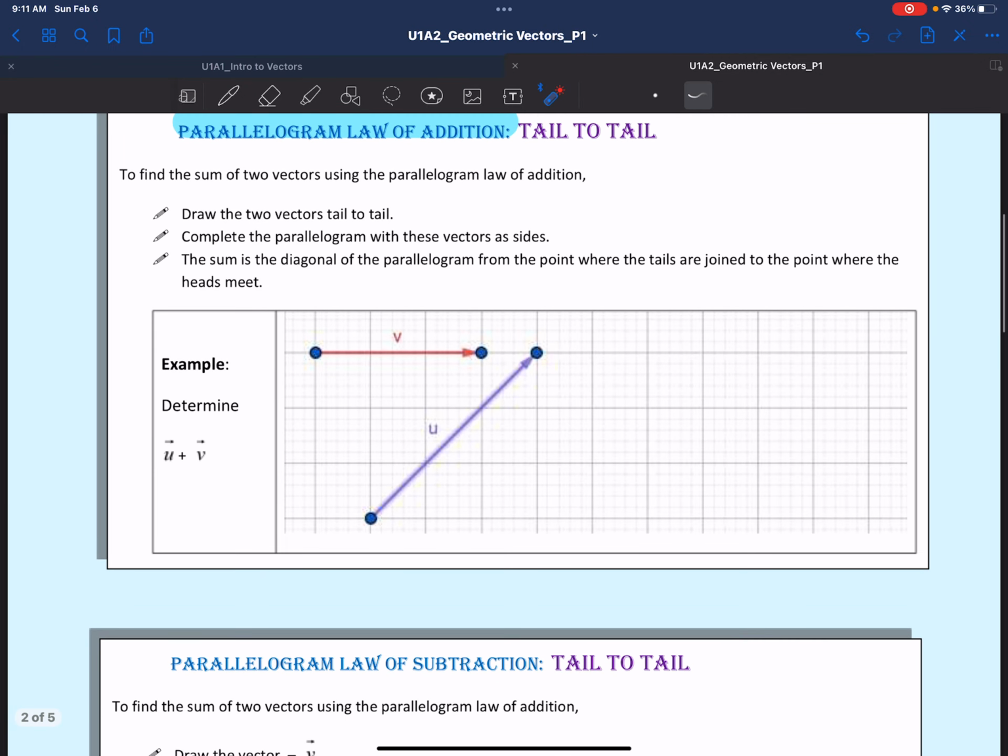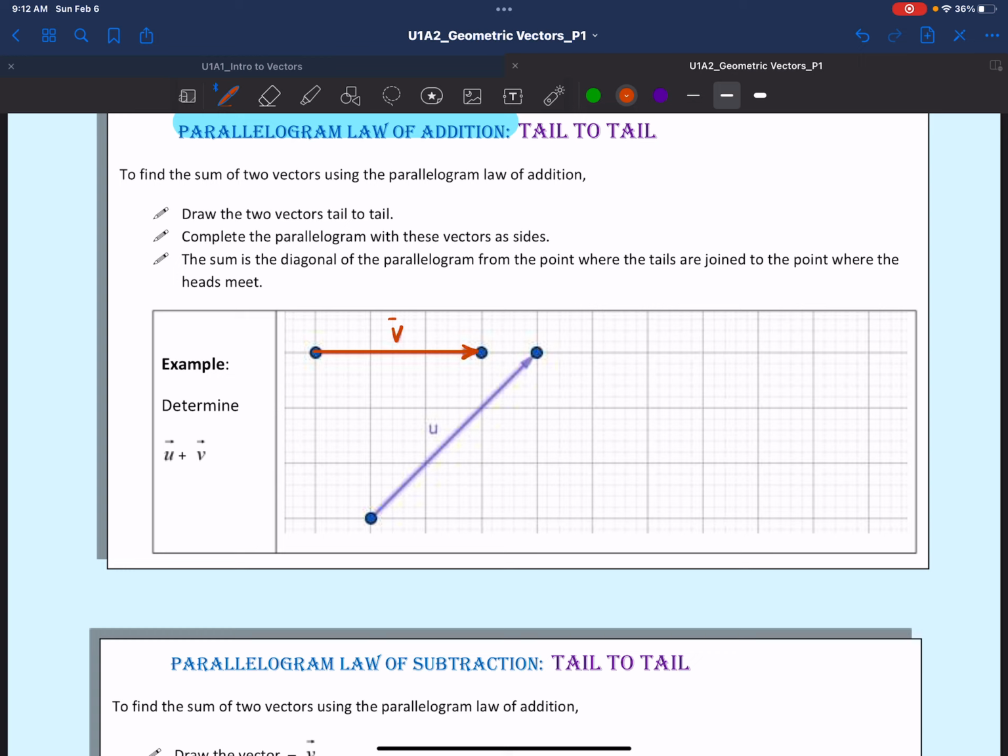Now let's take a look at the parallelogram method, which produces the exact same answer, obviously, but the method of adding or subtracting is slightly different. So we use different steps. We have two vectors here, vectors u and v, that we're trying to add. I'm going to follow the parallelogram law, which means that we have to draw the two vectors tail to tail this time. Remember, in triangle law, we placed the vectors head to tail.